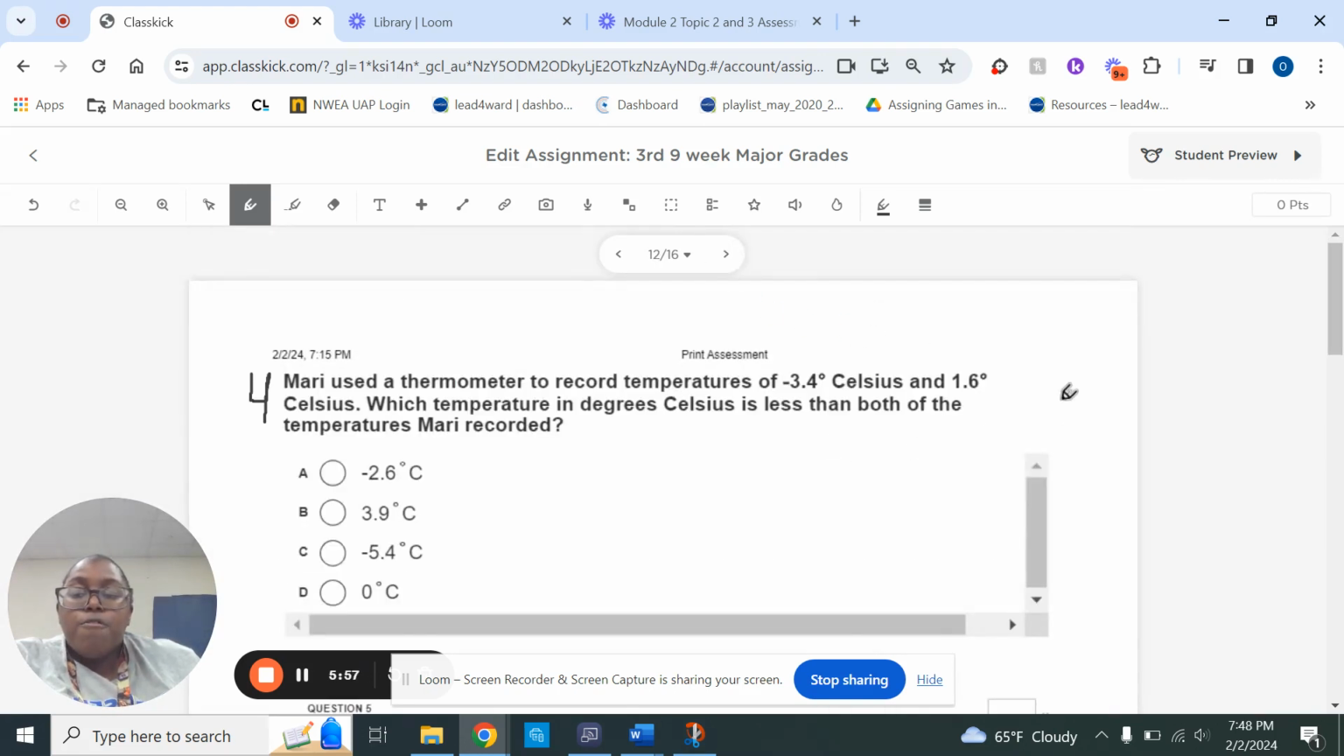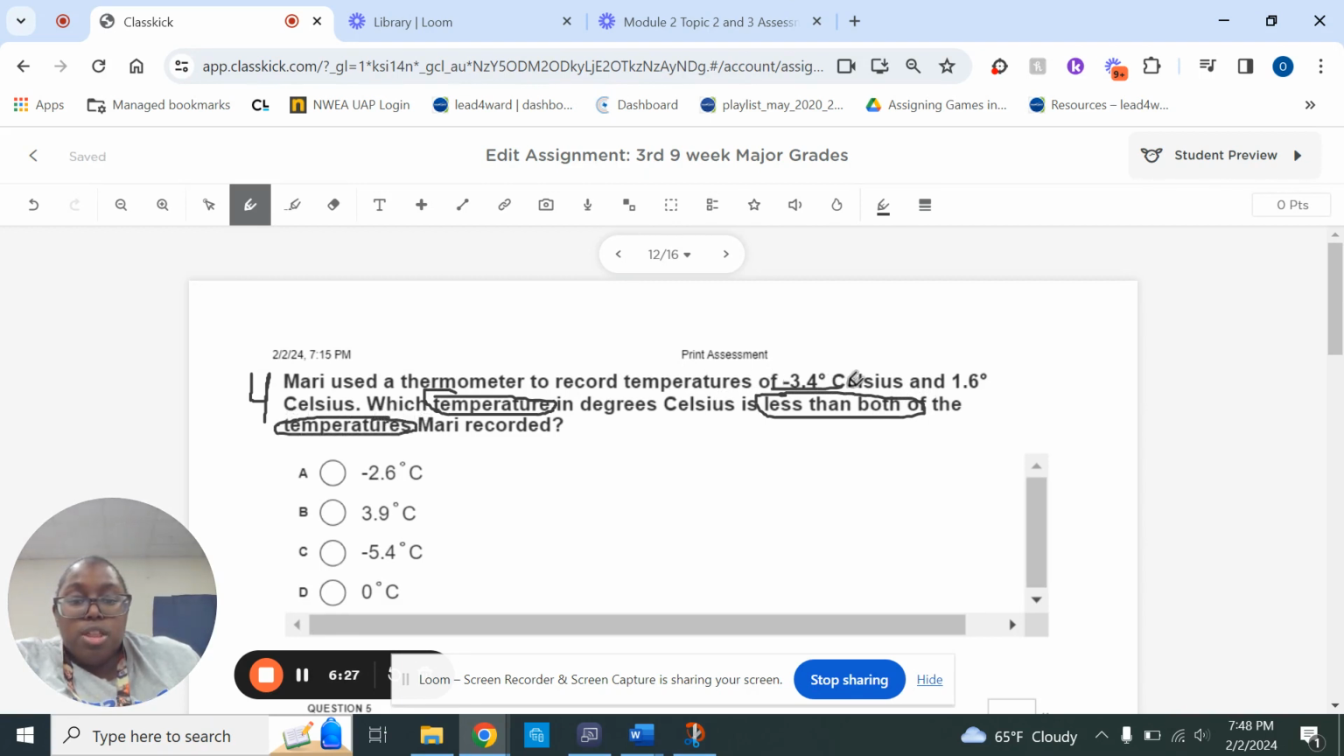All right, number 4. Mari used a thermometer to record temperatures of negative 3.4 degrees Celsius and 1.6 degrees Celsius. Which temperature in degrees Celsius is less than both of the temperatures Mari recorded? Okay, so what are we looking for? We're looking for a temperature that is less than both of the temperatures.